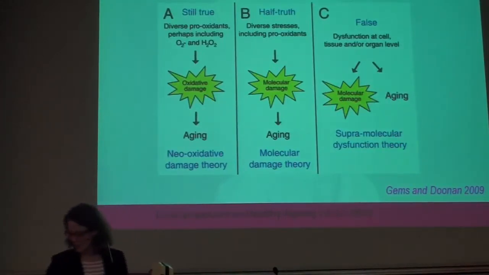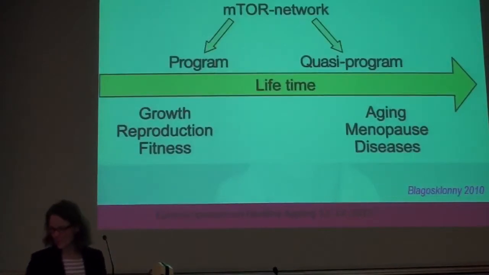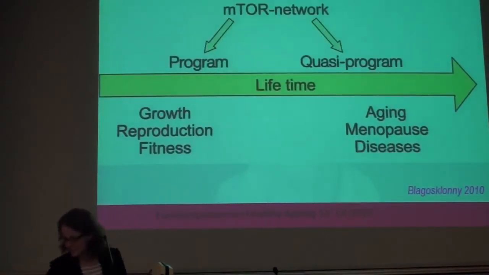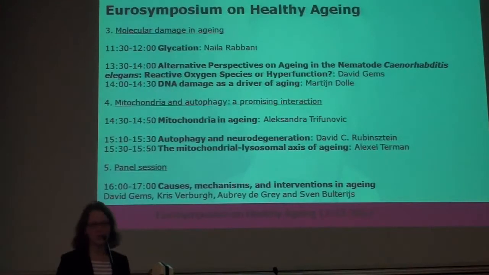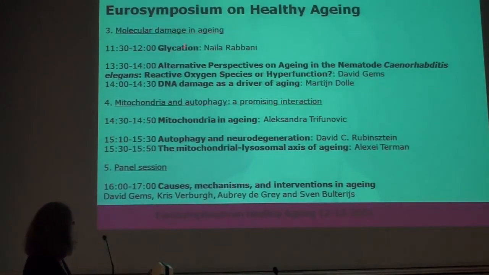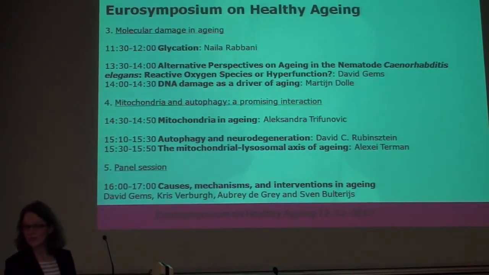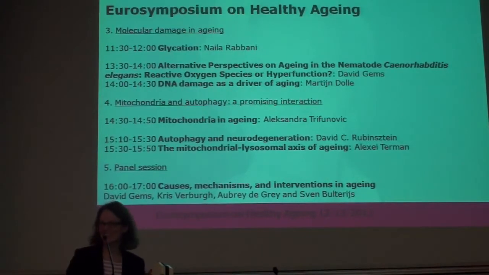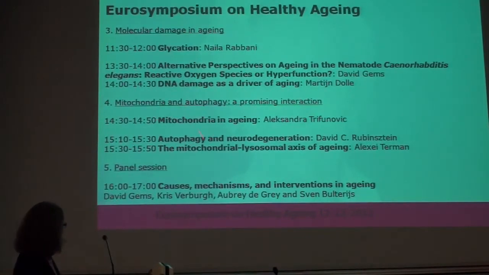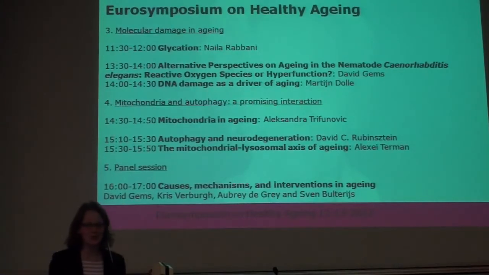I guess a lot of the details will be discussed later within the program. So there will be talks about glycation, which can result in these crosslinks. There will be talks about DNA damage as the principal driver. The whole idea about whether it's ROS or TOR will be, I think, discussed by David Gems later. Talks about mitochondria, autophagy.